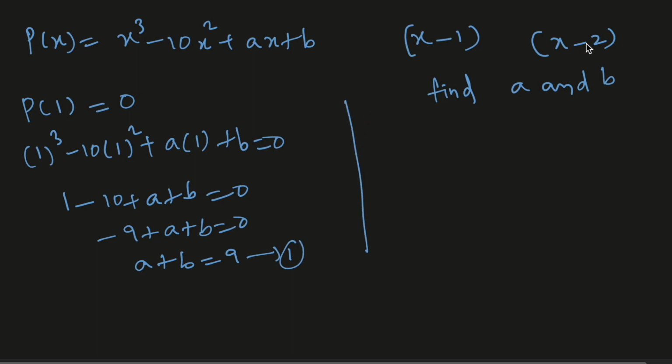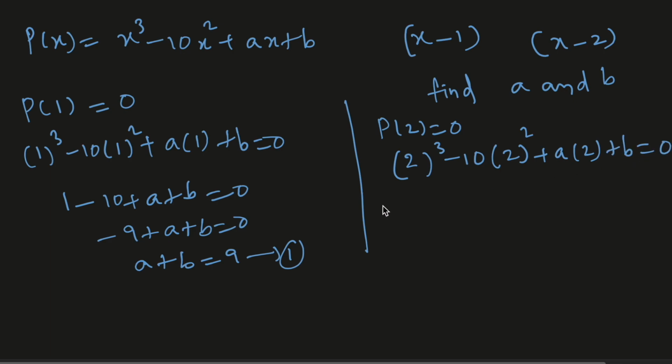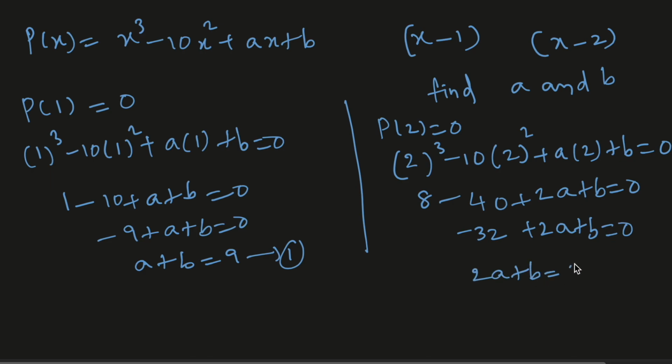Now p(x) is divisible by x minus 2 also. So p(2) should be equal to 0. What is p(2)? It is 2 cube minus 10 into 2 square plus a into 2 plus b is equal to 0 by the factor theorem. So 8 minus 10 into 2 square is 4, that is 40, plus 2a plus b is 0. 8 minus 40, it is minus 32 plus 2a plus b is equal to 0. So 2a plus b is equal to 32.